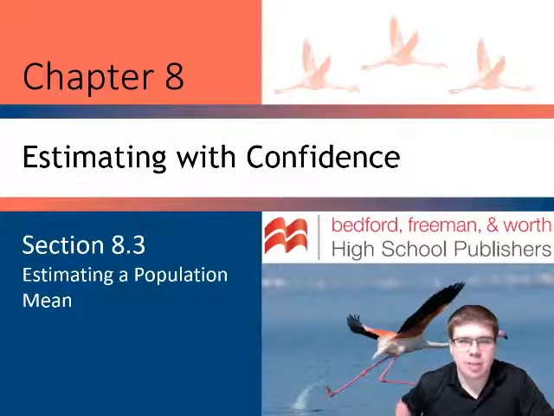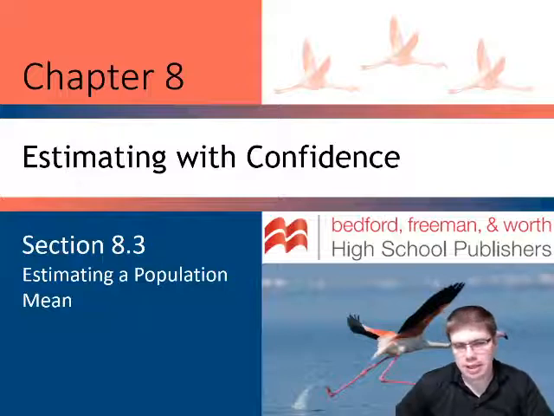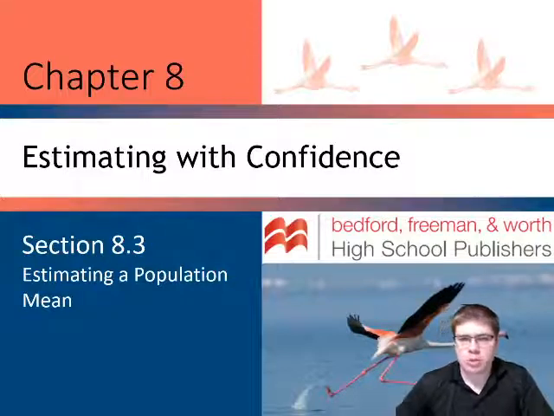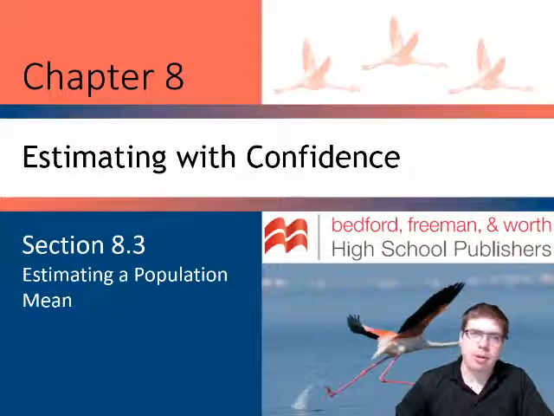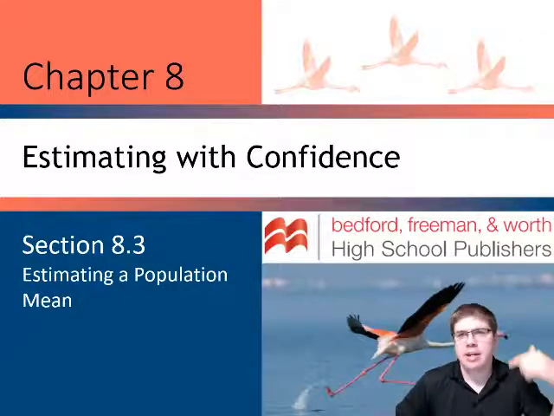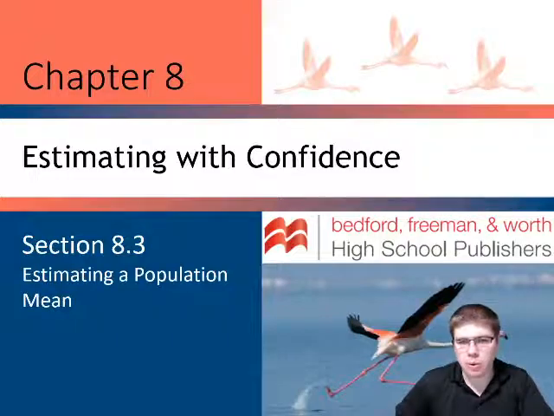Hey, AP Statistics. So welcome to section 8.3. In 8.1, we got the idea of confidence intervals. In 8.2, we focused on confidence intervals for proportions, population proportions. Here, we're going to focus on means. We're dealing with quantitative data. There's an actual population mean mu. We're going to use an x bar to produce a confidence interval.